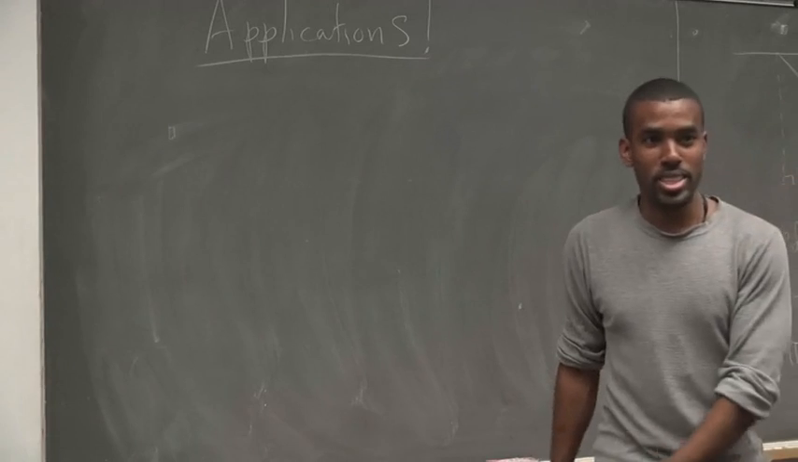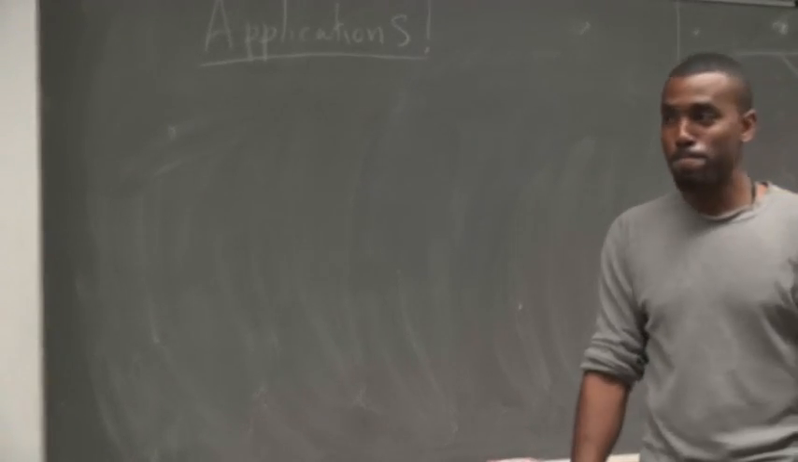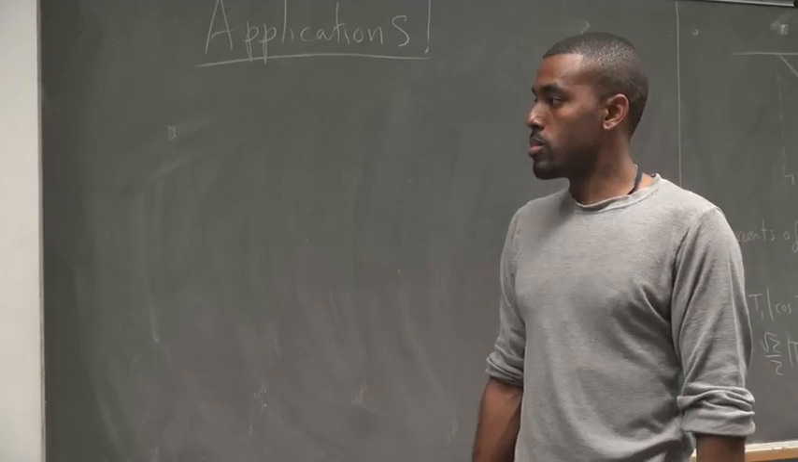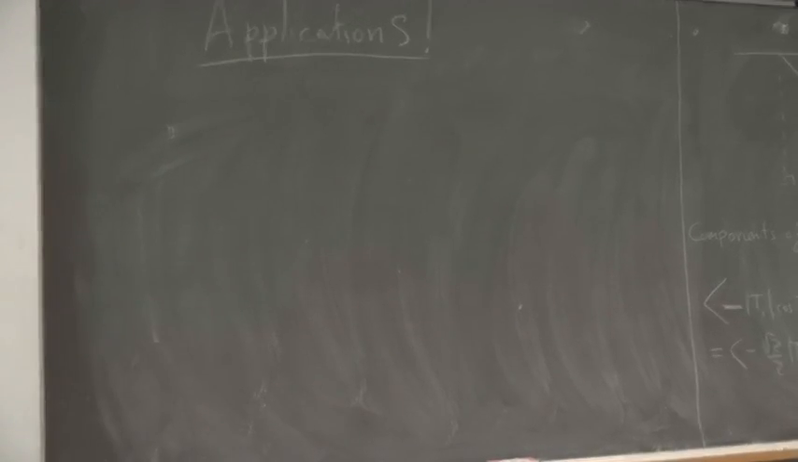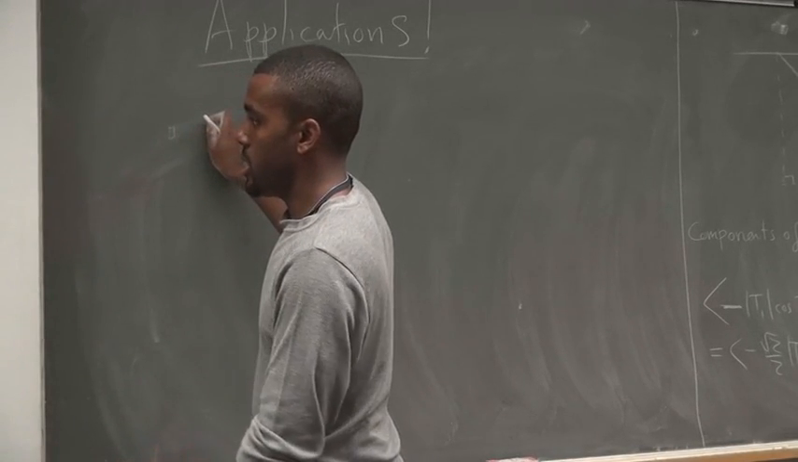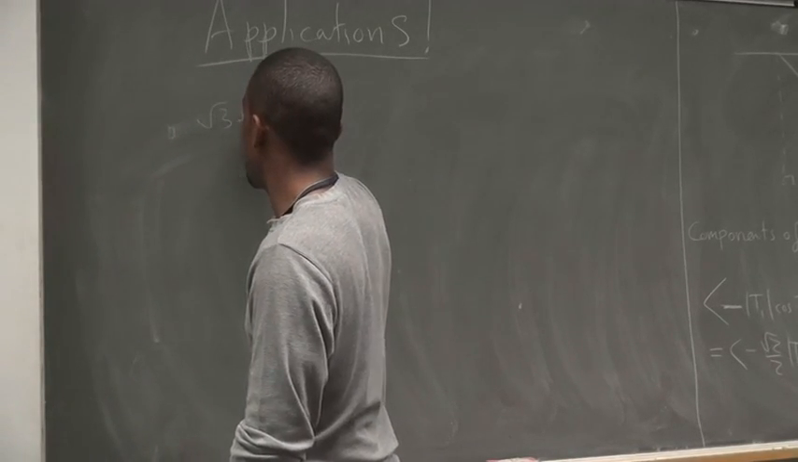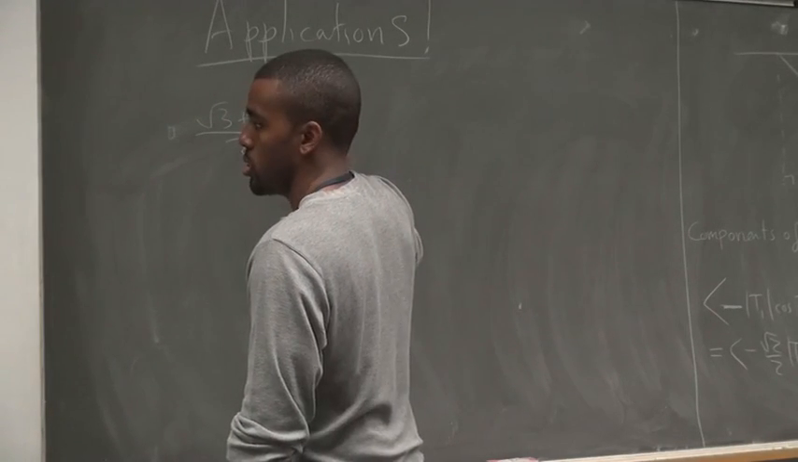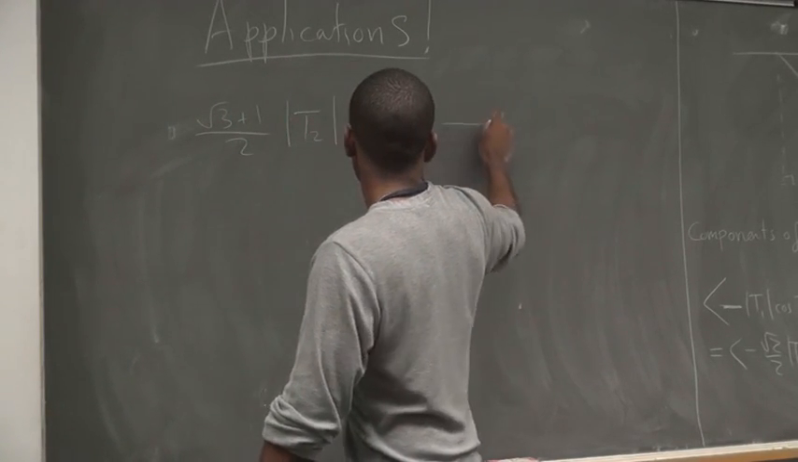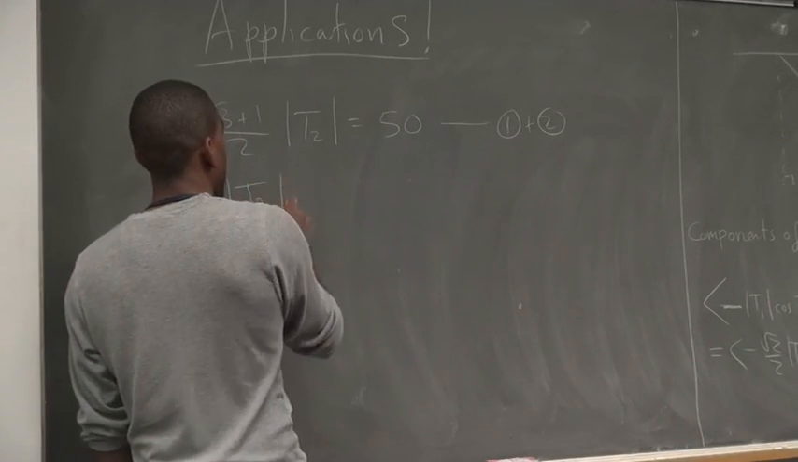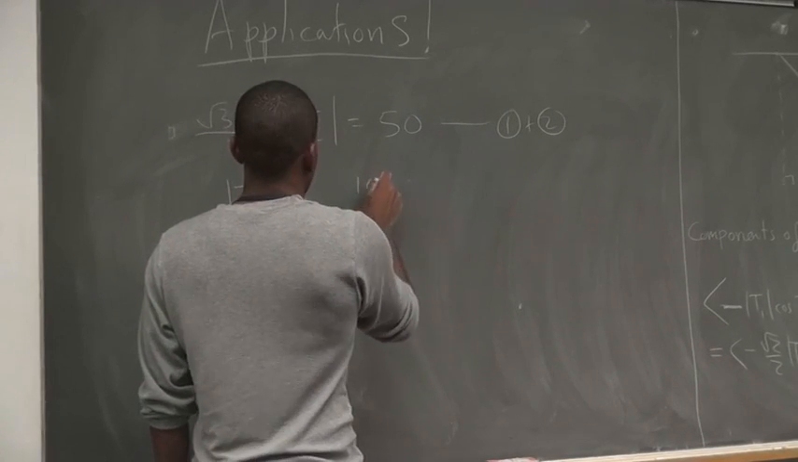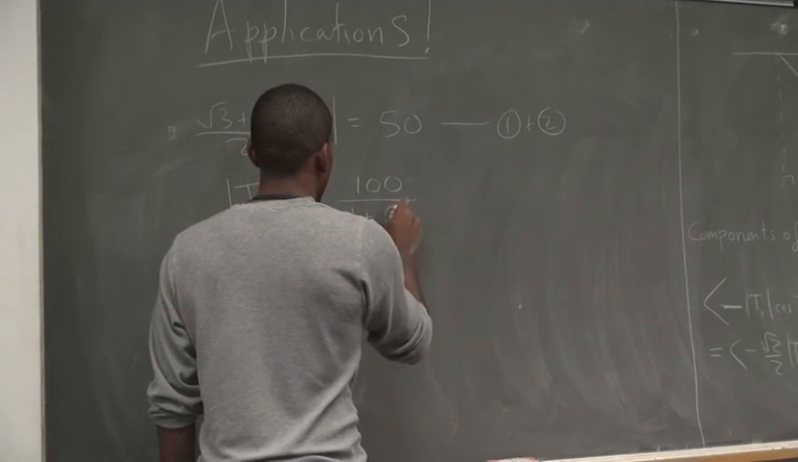Back to algebra, simultaneous equations. You can add the one equation to the second, because these are the same except opposite sign. If you add them, you kill them. So this is equation 1, that's equation 2. Then I can just add these two. That's radical 3 plus 1 over 2 T2 is equal to 50. This is equation 1 plus 2. This means that T2 is equal to 100 over 1 plus radical 3.